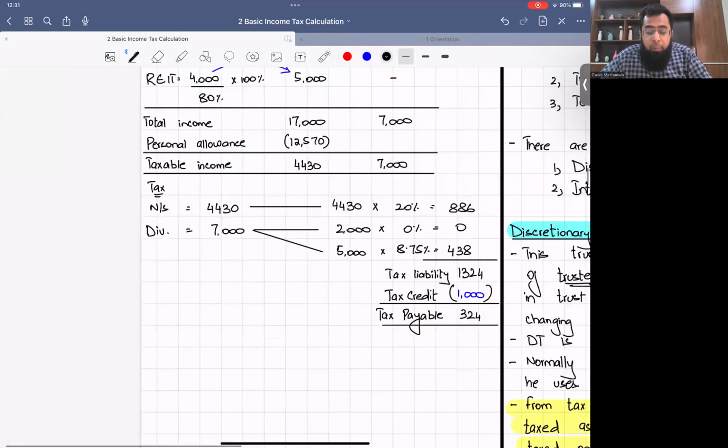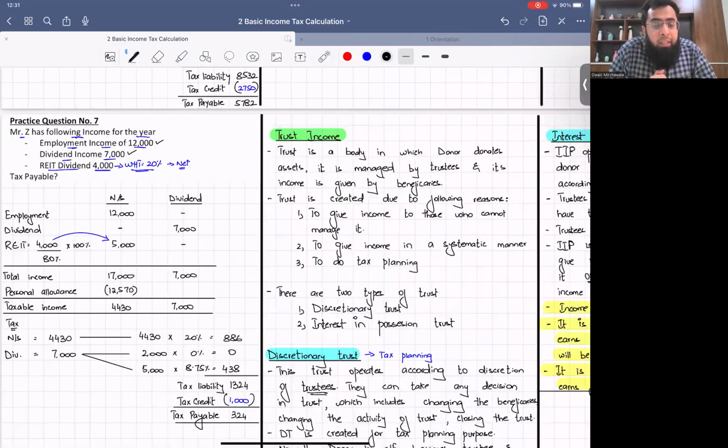So, a brief revision of the previous class. Okay. First, we classify the income in the relevant heads. Employment income is non-saving. Dividend income goes in the head of dividend. REIT dividend is a dividend from a mutual fund which earns from the real estate market. It is classified as a non-saving income. Withholding tax is 20%, so we need to gross it up. So this all was already discussed in the previous class. Just a brief question to give you a reminder of what we have studied in the previous class.